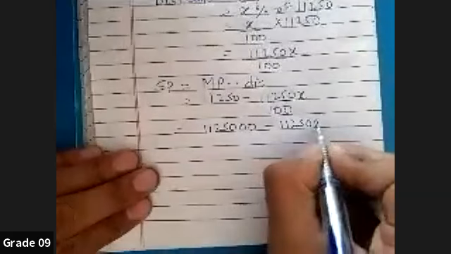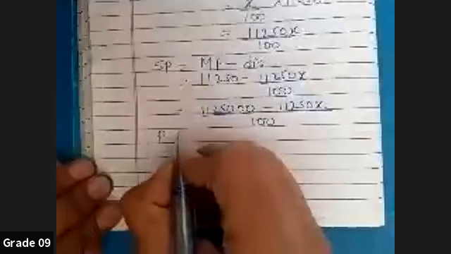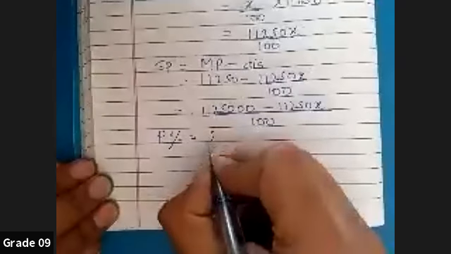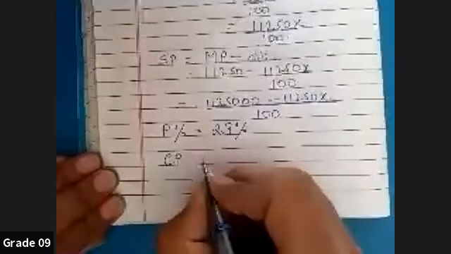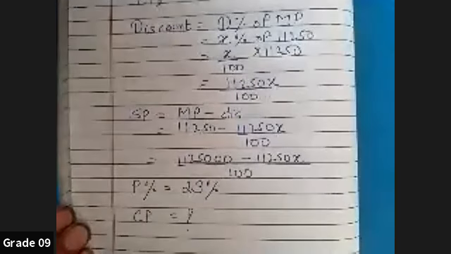11250x, as it is, whole divided by 100. So this is your selling price. And this time, profit percent is how much? 23%. And cost price we have to find using the same formula. So all of you copy till here and then I will explain the further part.